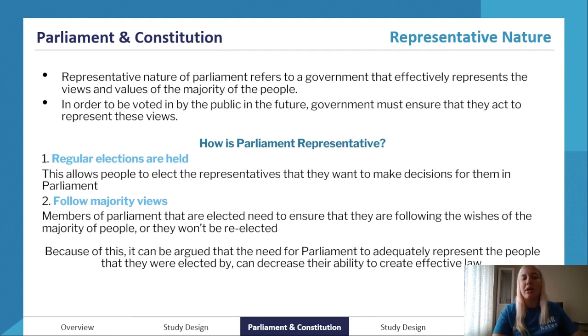So because of this, it can be argued that the need for parliament to adequately represent the people that they were elected by can decrease their ability to create effective law.